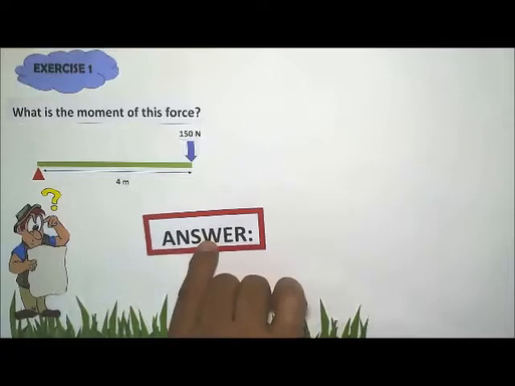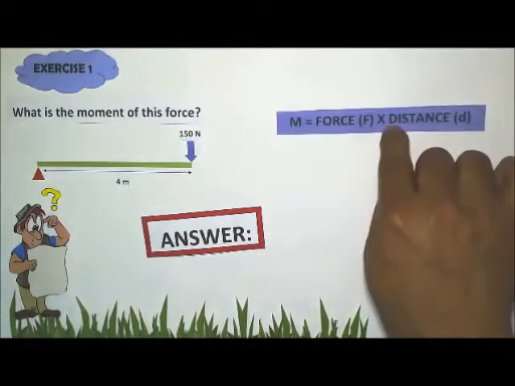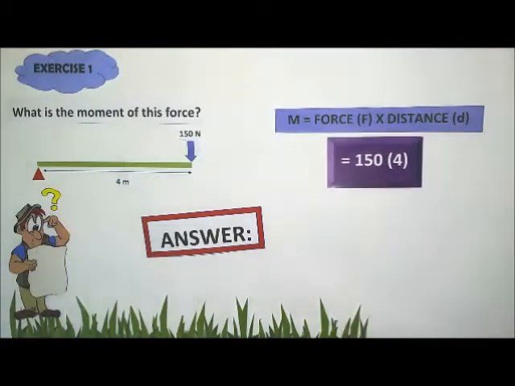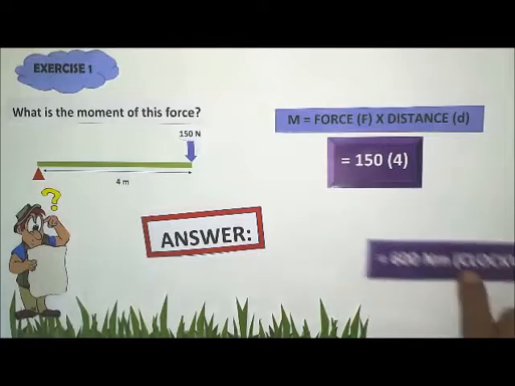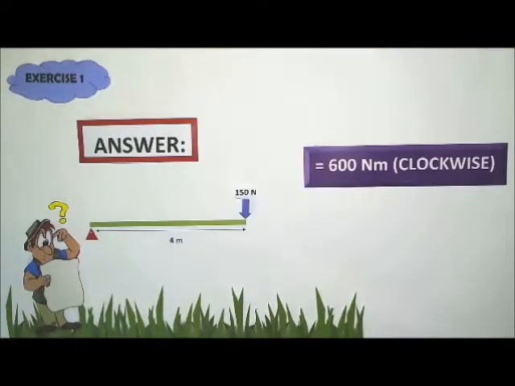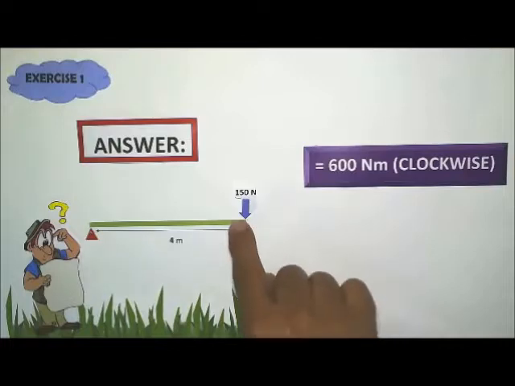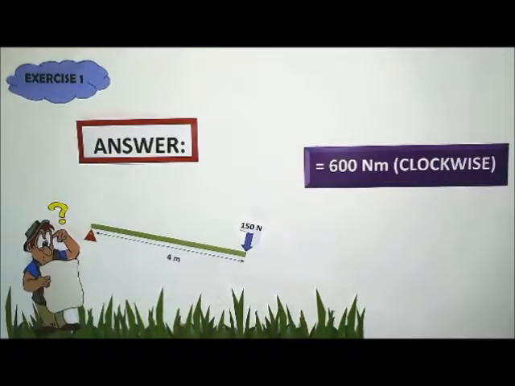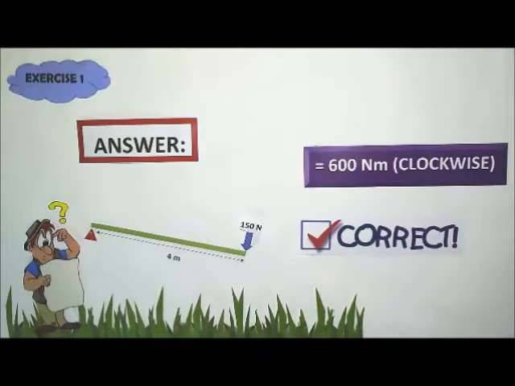The answer is: moment equals force times distance, equals 150 Newton times 4 meter, equals 600 Newton meter and the rotation is clockwise. From the answer, 600 Newton meter and the rotation is clockwise, so the seesaw rotates clockwise. Correct.